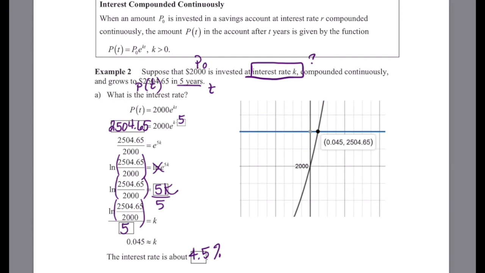Notice that our horizontal line here is y equals $2,504.65, and this dark gray line is our y is equal to 2,000 e to the power of 5x. So where they collide with each other is at about 0.045 or 4.5%.